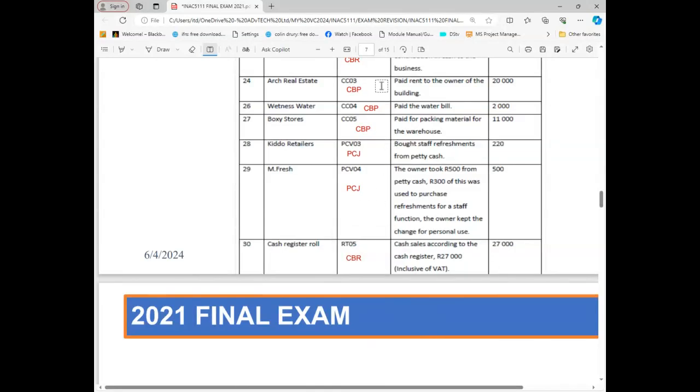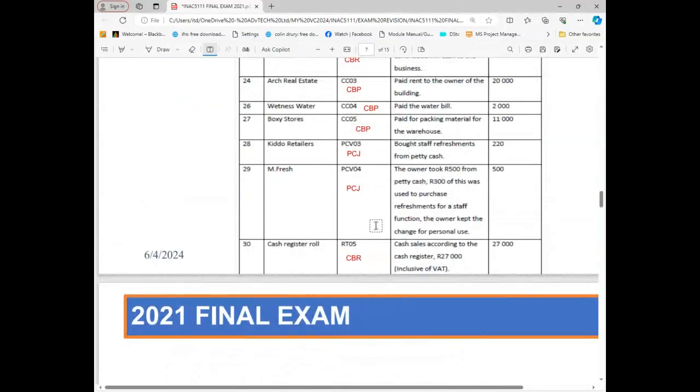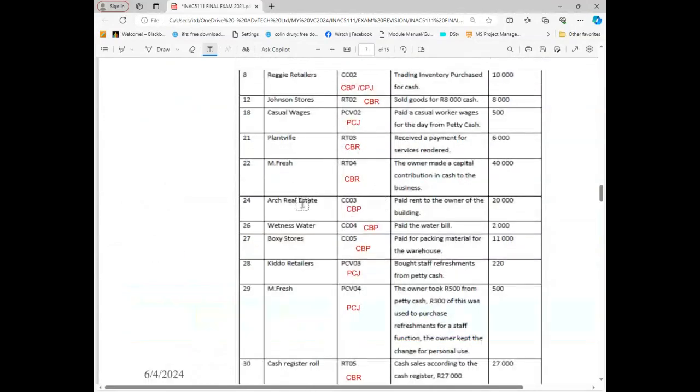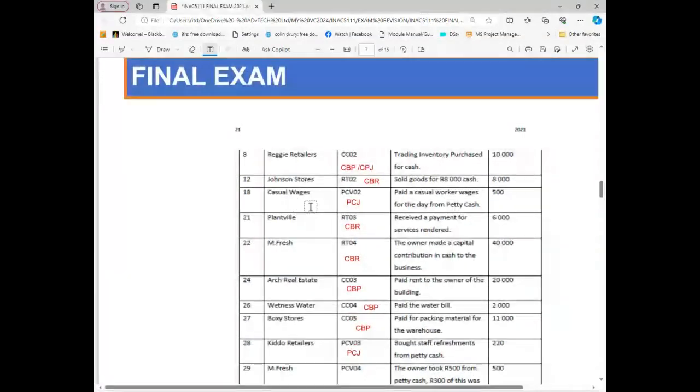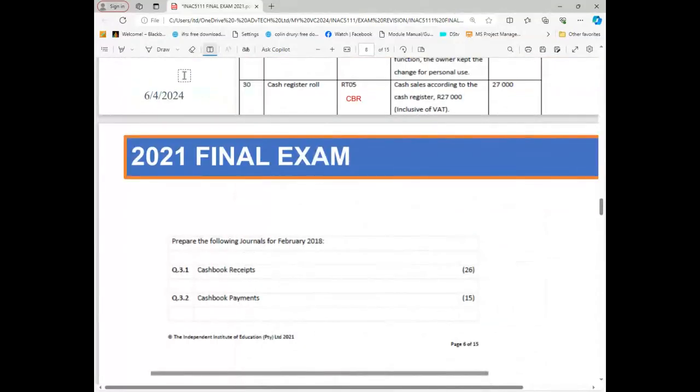I know that all the source documents with the same letters must go to the same book. So I identified, and then I'm ready for action. It's now time for action. Can you see now? So this is how you can identify. And thereafter, as you can see, the requirements need the cash book receipts, which is the cash receipts journal, and they also want what? The cash book payments.